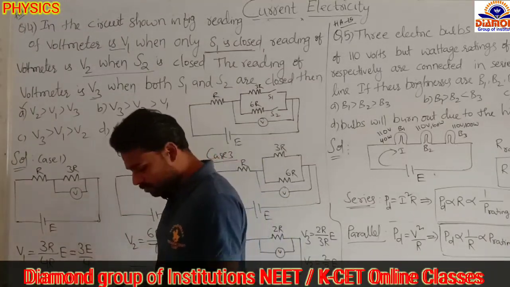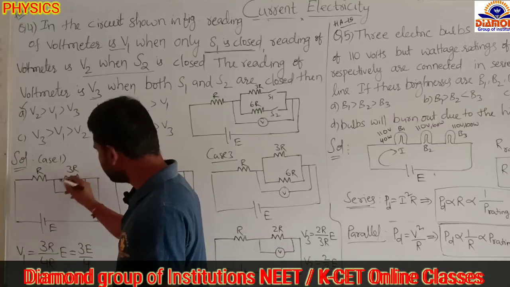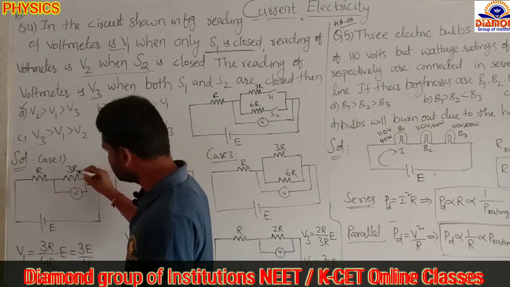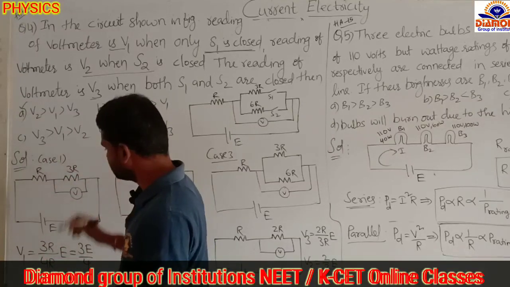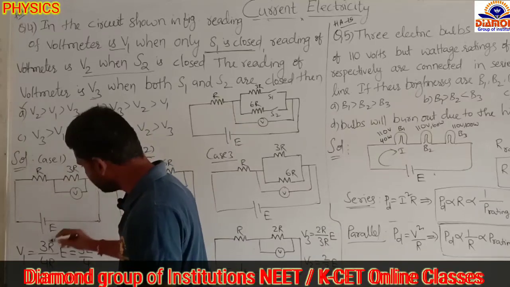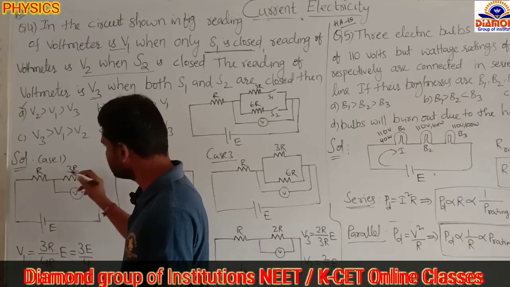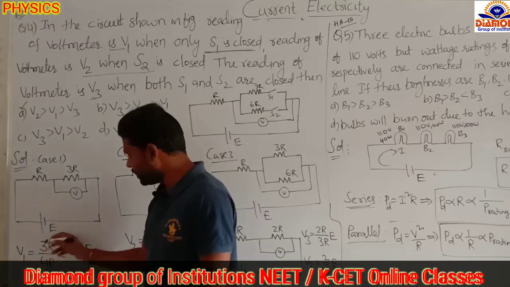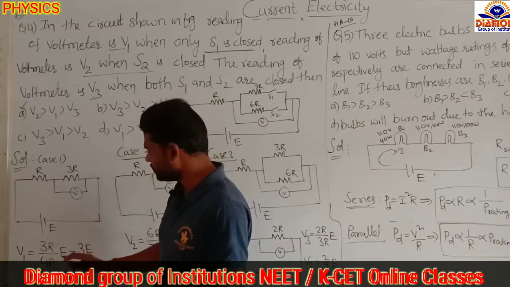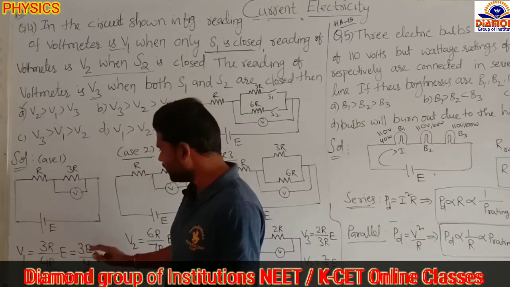Okay, now here apply the voltage division rule. The voltage across this resistance is this resistance by the total resistance. This resistance is how much? 3R by total resistance. These two are in series, R plus 3R, 4R. So 3R by 4R into supply voltage E. From this we will get 3E by 4.